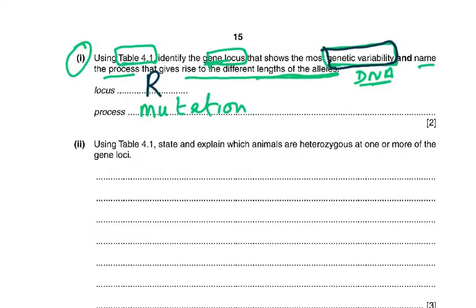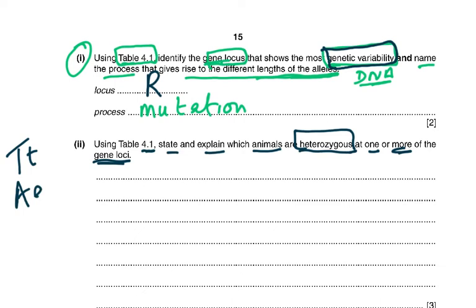Locus R. Then using table 4.1 again, state and explain which animals are heterozygous at one or more of the gene loci. Heterozygous is a capital T and a small t, or a capital A and a small a. So of course the base sequences would vary if there was an allele. But if the base sequences were the same, then it would mean they were both the same, so it would be homozygous dominant, or it could be homozygous recessive. So this is how we were going to figure this out.